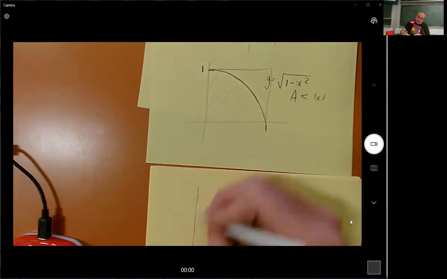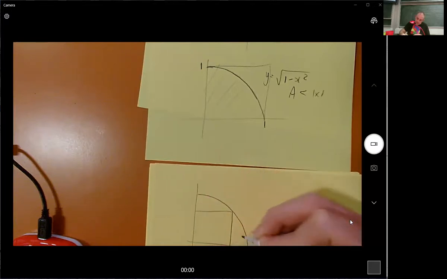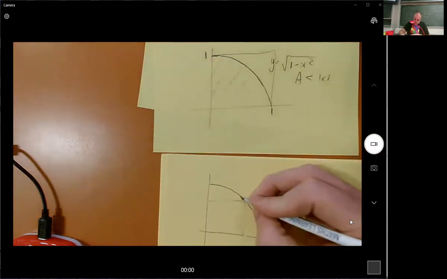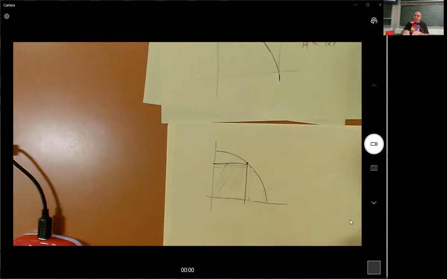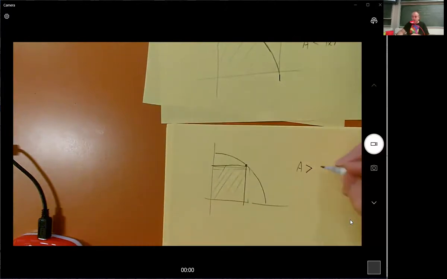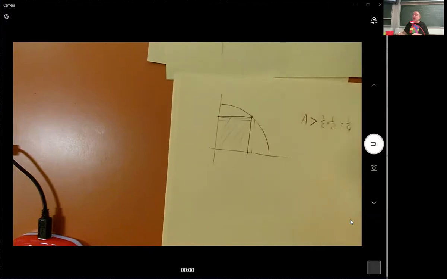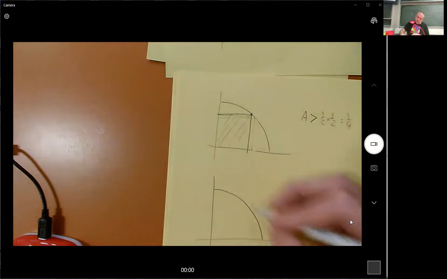And I also know that this area, whatever it is, is definitely more than this. So whatever the area is, it's definitely more than a half times a half, which is a quarter. And that's the thinking that I'm going to use. I'm going to cut it into pieces and try and figure out that it's less than something or more than something.